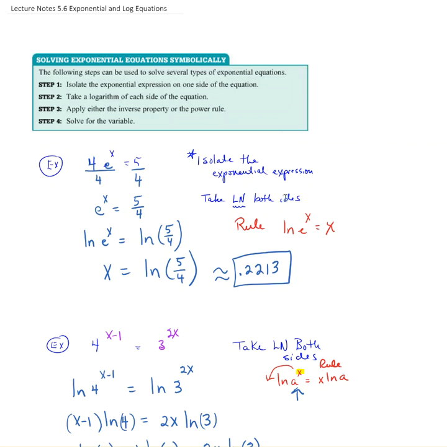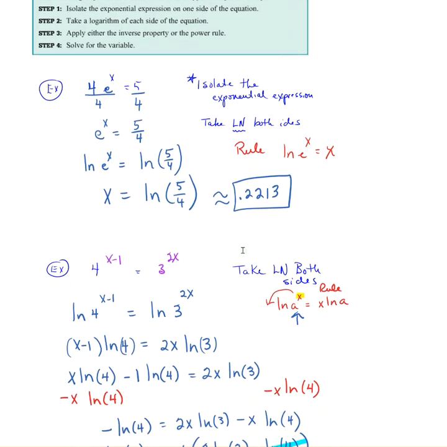Take the ln of both sides. Ln of e to the x equals ln 5/4. Remember the rule, ln of e to the x equals x. So this expression simplifies to just x equals ln 5 over 4. If they want approximate, then you do that on the calculator and get 0.2213. So that's if the base is e.